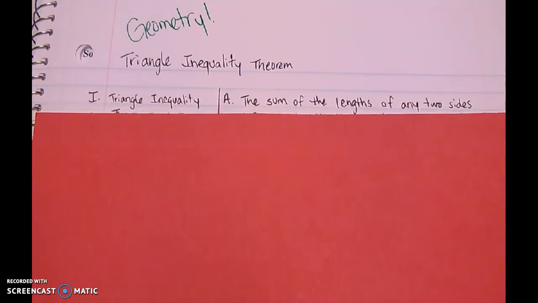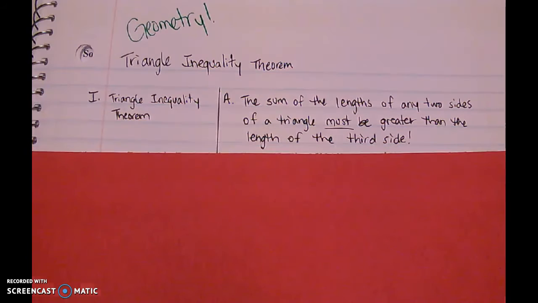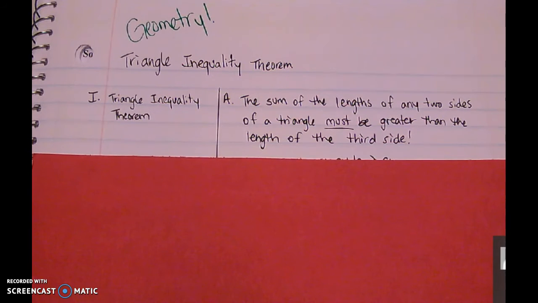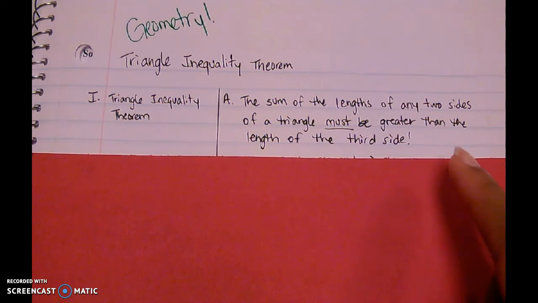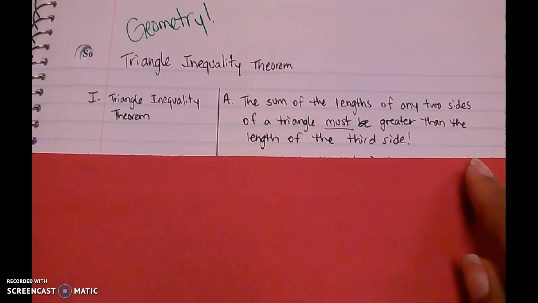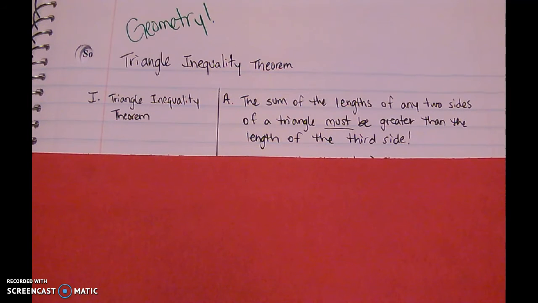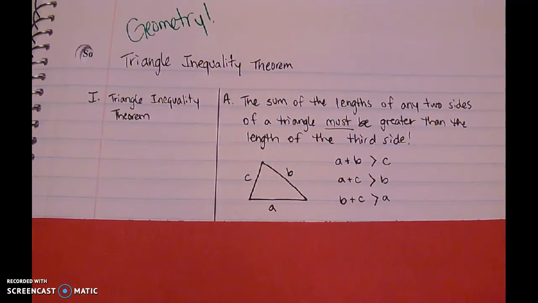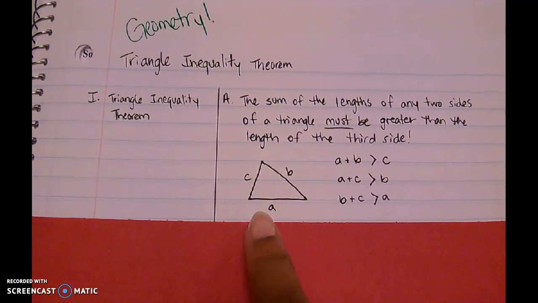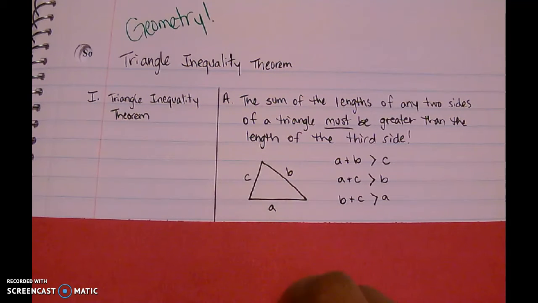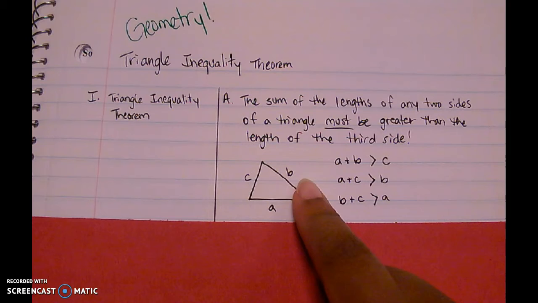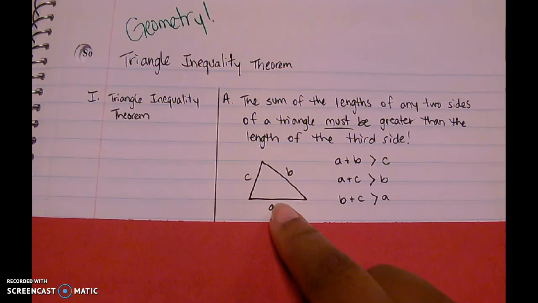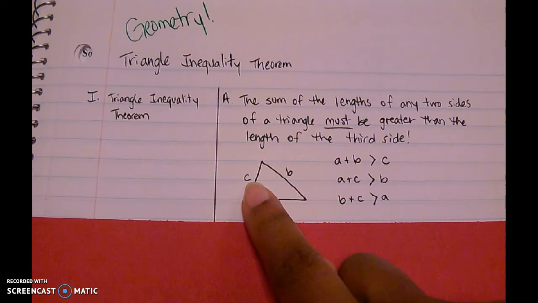So first of all, we need to figure out what the triangle inequality theorem is. The triangle inequality theorem basically states that the sum of the lengths of any two sides of a triangle must be greater than the length of the third side. Okay? So essentially what that means is that if we have a triangle with the sides A, B, and C, if we add side A and B's lengths together, the answer should be greater than the length of side C.